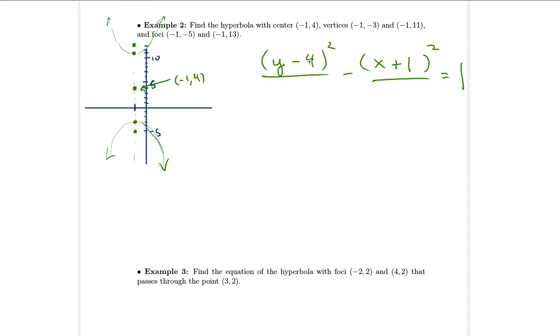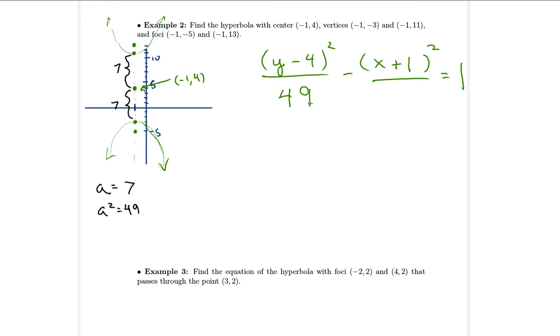Okay, so we know that all we got to do here is find A and find B. Well, we know A. If we know where the center's at, then A is just this distance going from the center to each vertex, and we can see that is a distance of 7 in both cases. So A is equal to 7, and so, of course, A squared is 49. That means we can put a 49 underneath the y term.